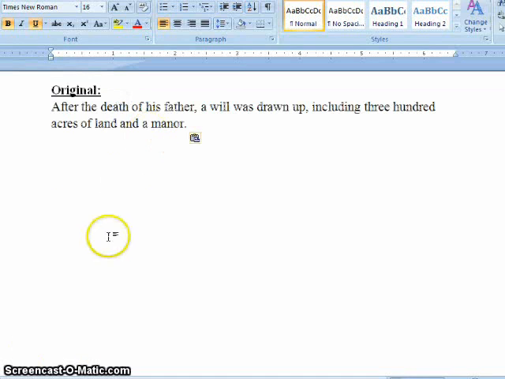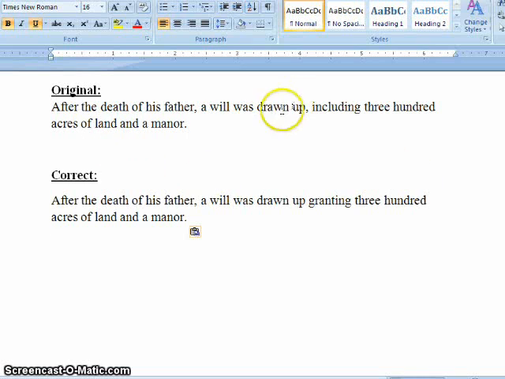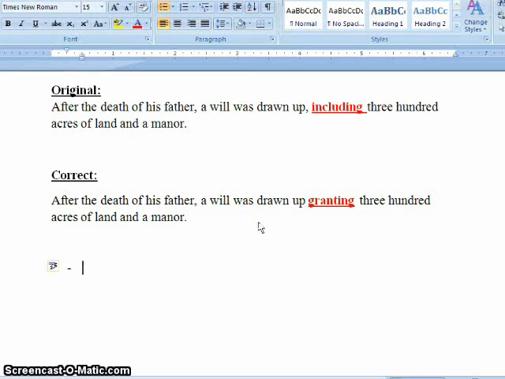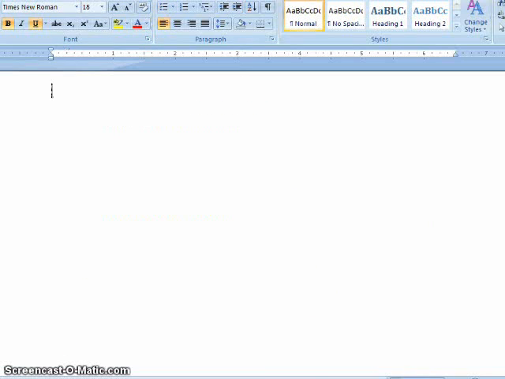Here's the next sentence corrected. After the death of his father, a will was drawn up, granting 300 acres of land and a manor. The original sentence was, after the death of his father, a will was drawn up, including 300 acres of land and a manor. By saying including, it sounds like the will itself had acres of land on it. That's not actually true. You gotta make sure you fix that. Granting makes it sound better. Makes a lot more sense that way.